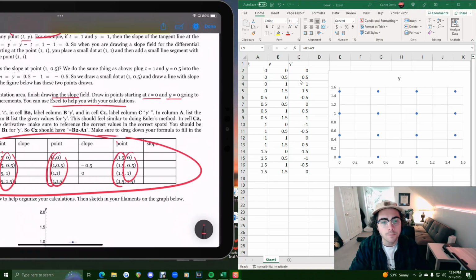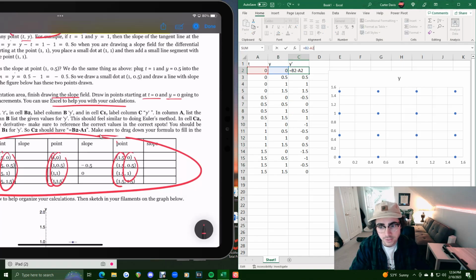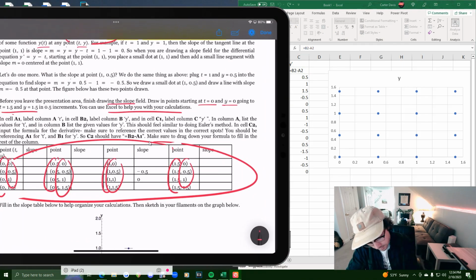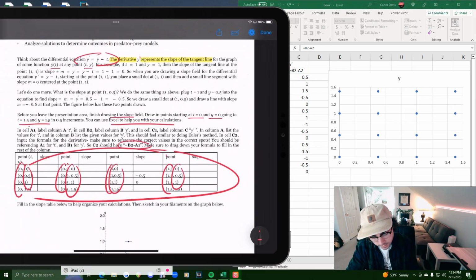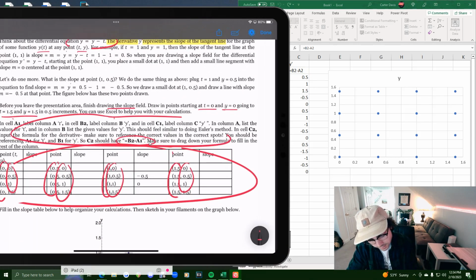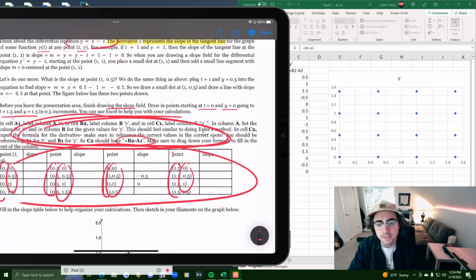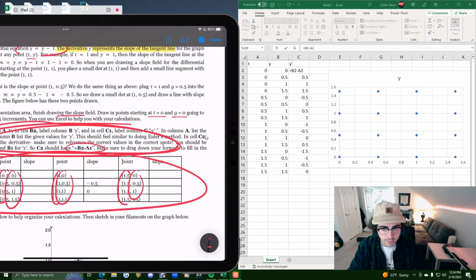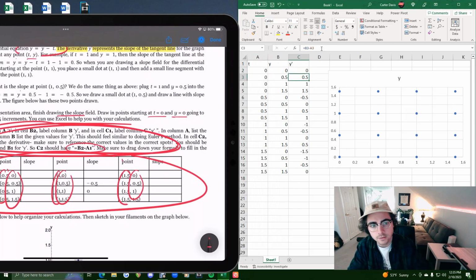All we do is input all these t and y values. Then we click on C2 and type in B2 minus A2. I know they say B2 minus A1. They also have a lot of other typos in this paragraph, so please ignore those. I don't know who typed that up. Hit enter on that formula, then click and drag it down, and you'll get all the y prime values corresponding to these pairs.